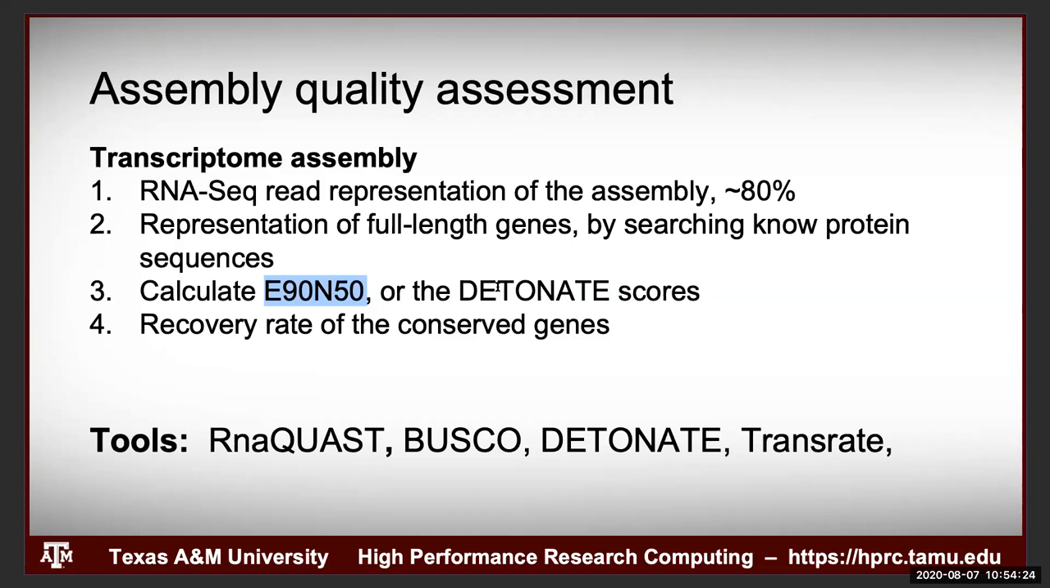And the Detonate score is produced by a tool, Detonate. It's one way to estimate how good the assemblies are. It gives you a score based on the misalignment, the chimeric, all those things, and the recovery rate of the conserved genes. That's one thing we talked about before. There are tools for doing that too, like BUSCO, which is a popular one. It gives you statistics about the full length conserved genes covered, how many, and what's the percentage. And rnaQUAST is a popular one, and Detonate, TransRate. I think on HPC we have BUSCO and Detonate.